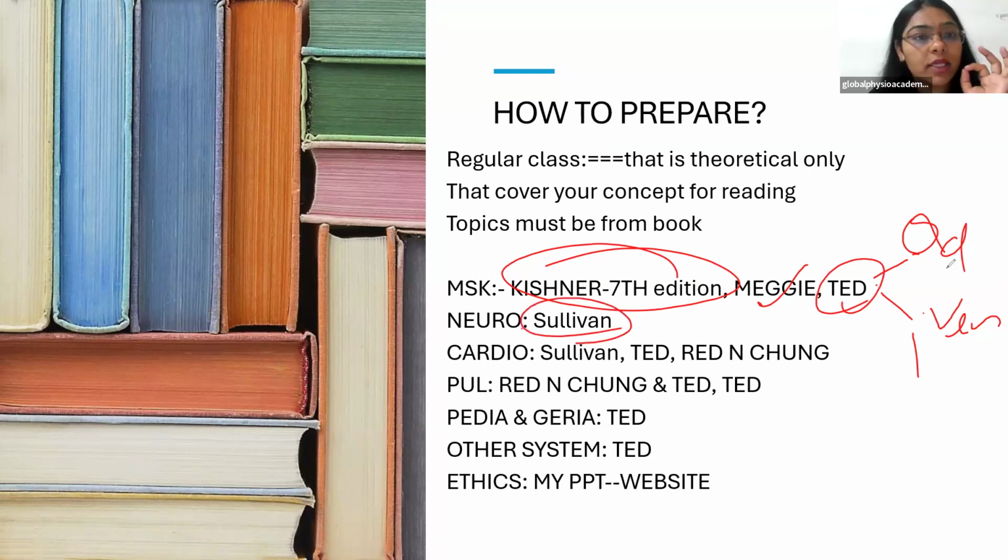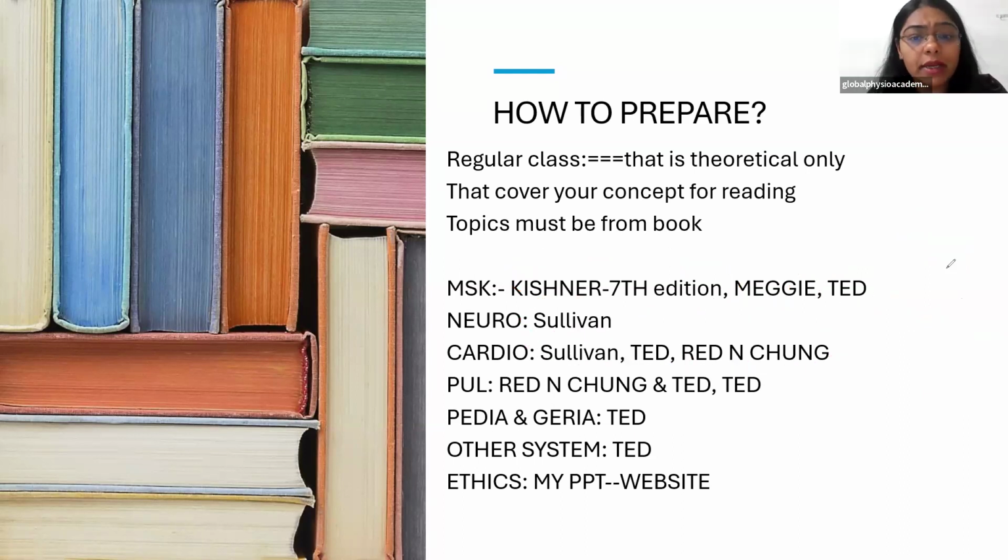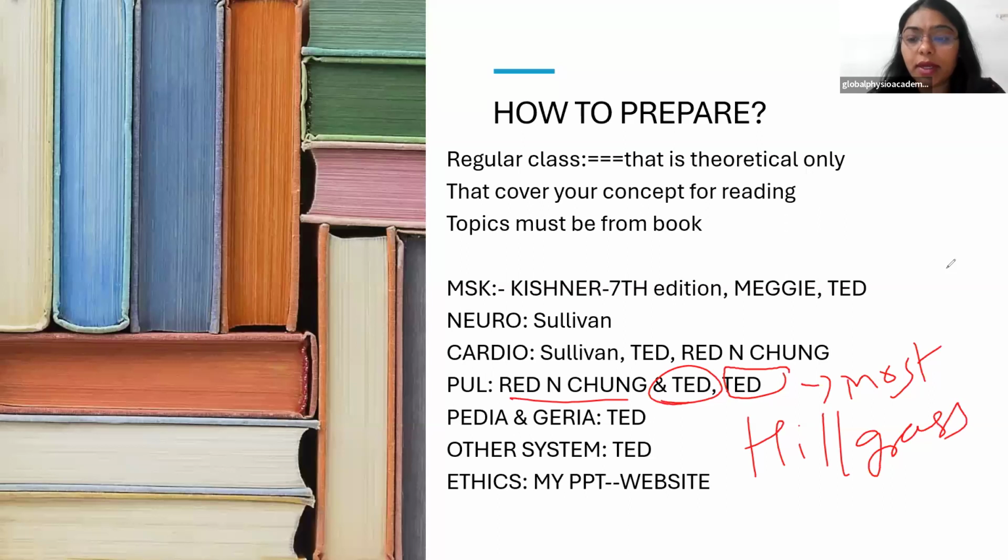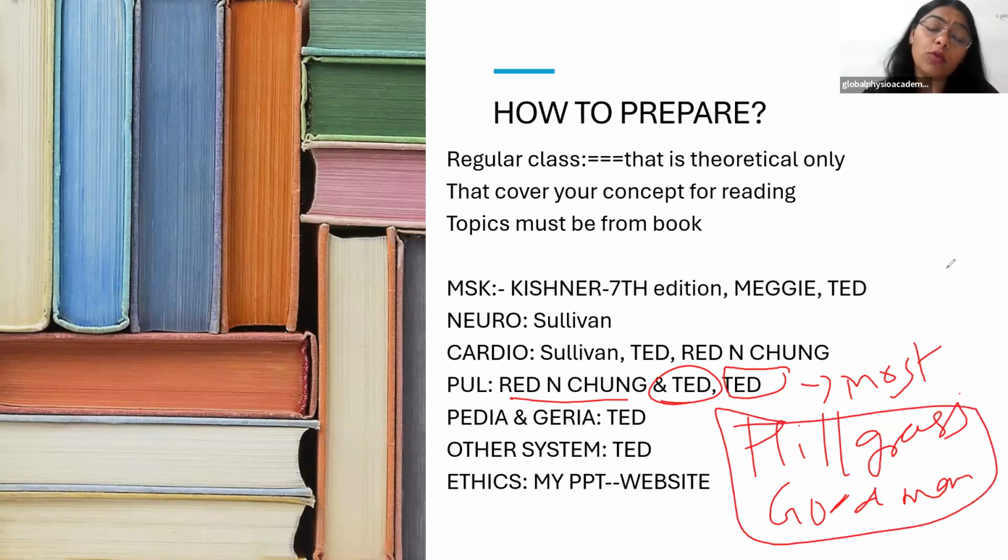For Neuro, Sullivan is our Bhagavad Gita. So Sullivan is a must. For Cardio, you are going with Sullivan, Therapy Ed, and Reading and Chung. For Pulmonary, Reading and Chung, Therapy Ed. Therapy Ed is the most important, that's what I feel. Other books are Hillegass and Goodman. I'm providing these books, but Hillegass and Goodman are very detailed. If you want a detailed idea to know something, yes, you can do it. But for the PC exam, if you read these two books, it is more than enough.